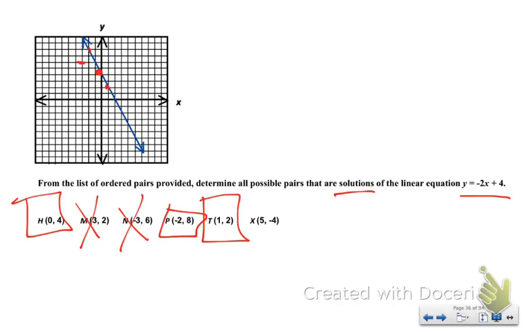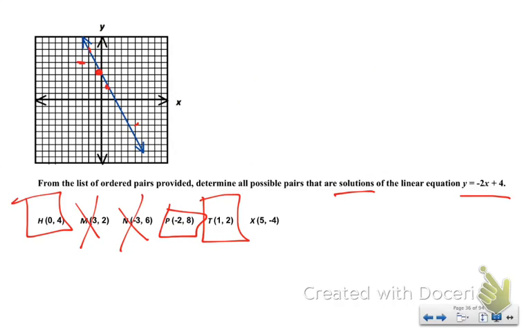And then 1, 2, 3, 4. 4 would be right there, so that one's not going to work. Okay, so you would have to click H, P, and T to get the entire question right. And that's just two different ways you can do it.